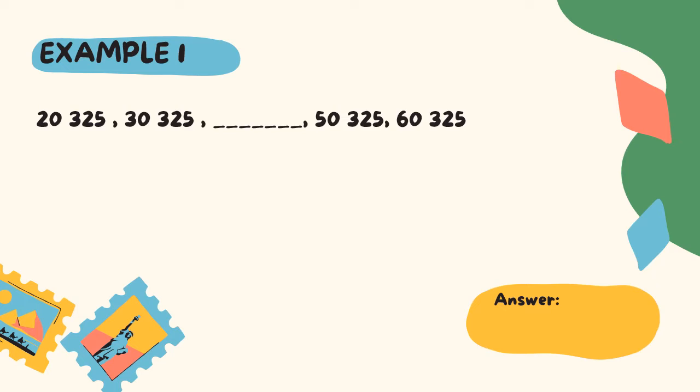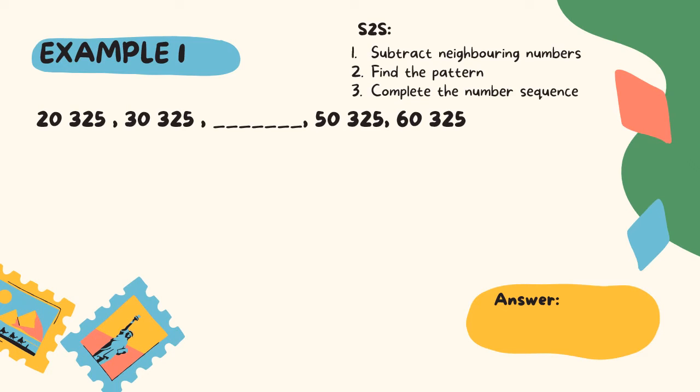So let's just pop up our S to S for today up here. So first, we are going to subtract the neighboring numbers. So what does it mean by neighboring numbers? It means these two numbers right here. Neighboring numbers are when the numbers are next to each other. So we have 20,325 and we have 30,325 right here. So step 1 is we're going to subtract the neighboring numbers. Obviously, bigger number minus smaller number.